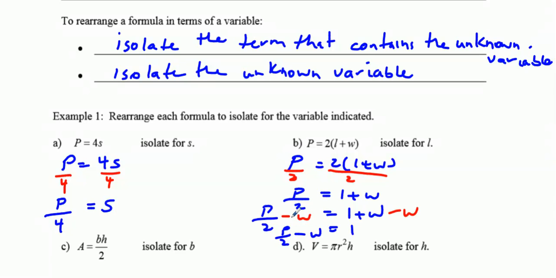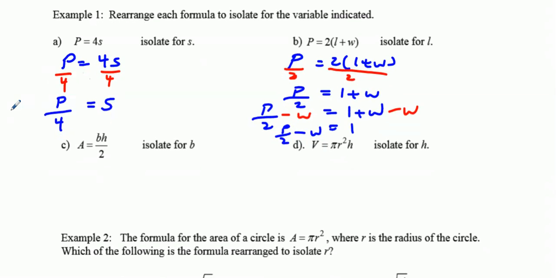Okay? We're not getting a number here or anything. We're just rearranging equations. All right, A equals BH over 2. Oh, that's my area of a triangle formula. So if I'm trying to isolate for B, B's got two things happening to it. I've multiplied by H, and I've divided by 2. And it doesn't matter which order you do those two things in, the undoing part. So let's multiply both sides through by 2, because we were dividing by 2 here.